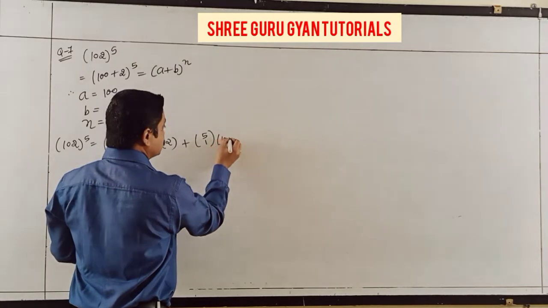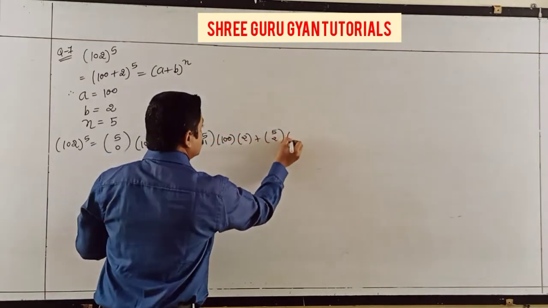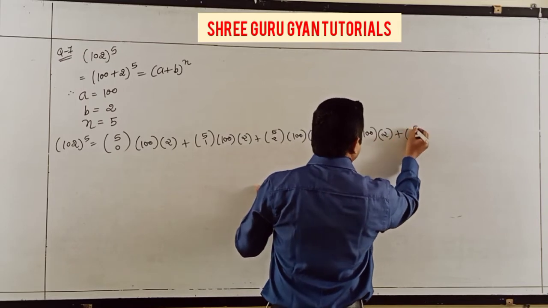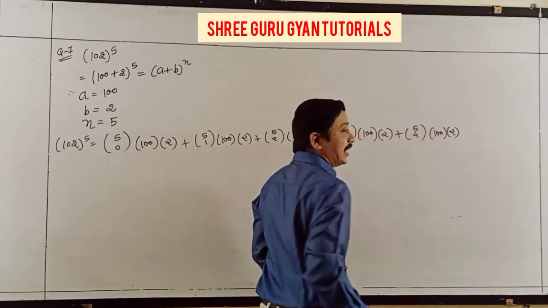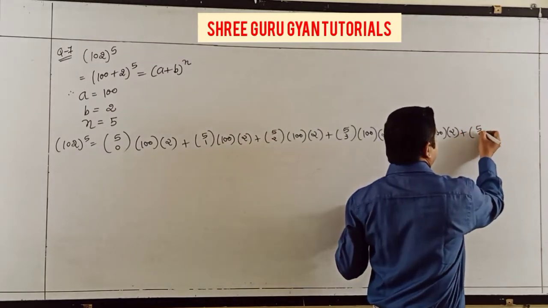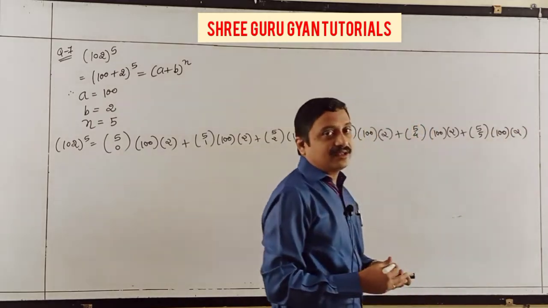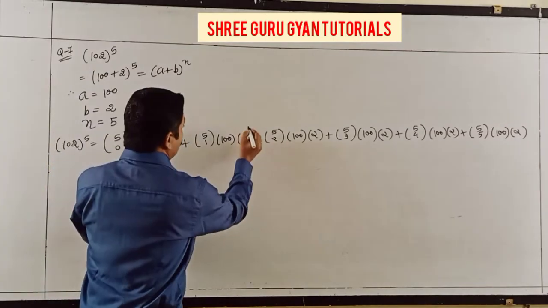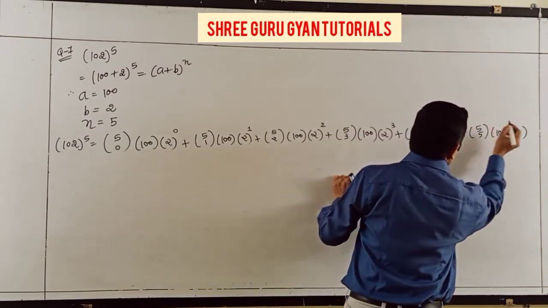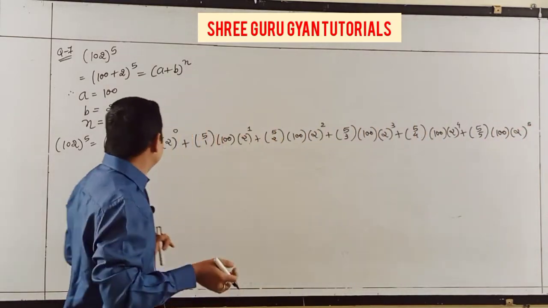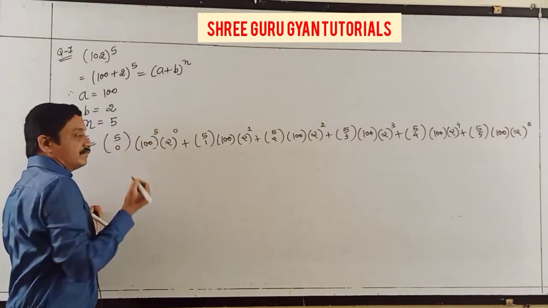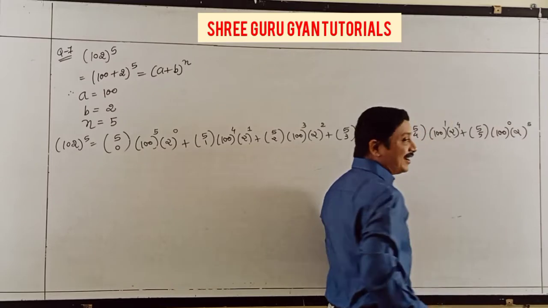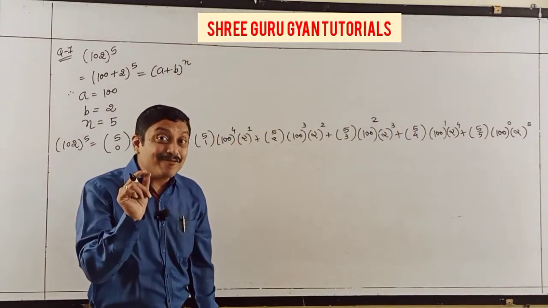5C1, 100, 2. 5C2, 100, 2. 5C3. Other terms, 5 minus 0, which is 5. Next, 5 minus 1, 4. 3, 2, 1, and definitely 0. Now, dear students, very carefully we calculate.